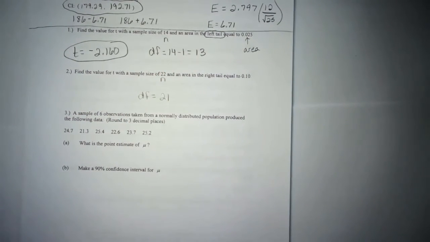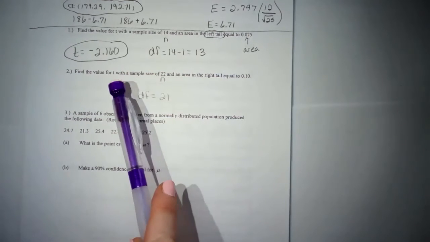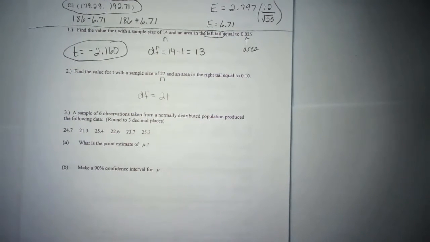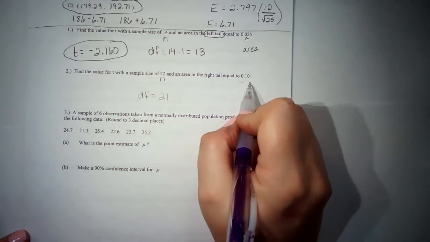21, right? Now on your test 4, it's going to have questions just like this, and it will have the answer if you use 22, and then it will have the answer if you use 21. So you want to make sure that you don't forget to do n-1. Okay, here's our area.